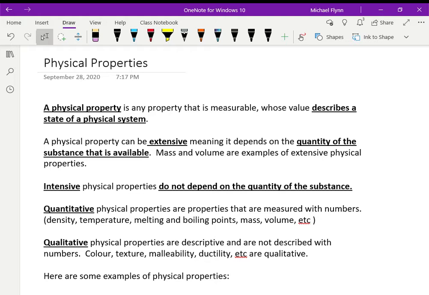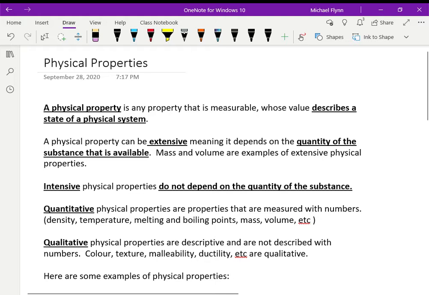Now, in chemistry, we say a physical property is a property that's measurable, whose value describes the state of a physical system. So the physical system could be an object of some kind, right? And you're just describing it. That's what we mean by physical properties.